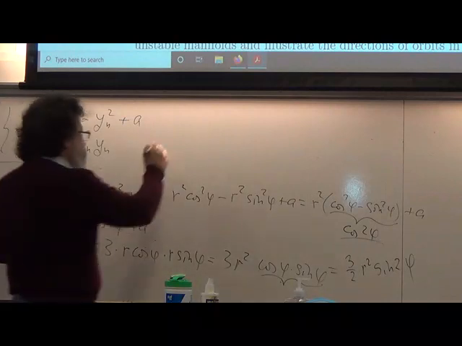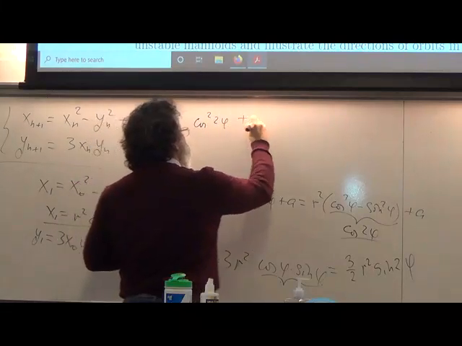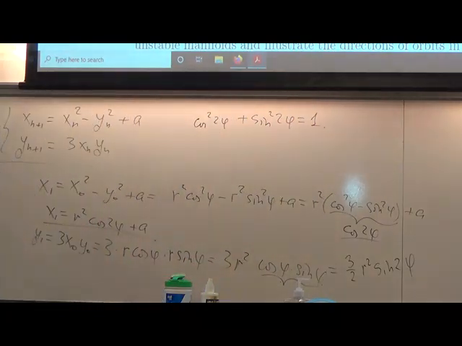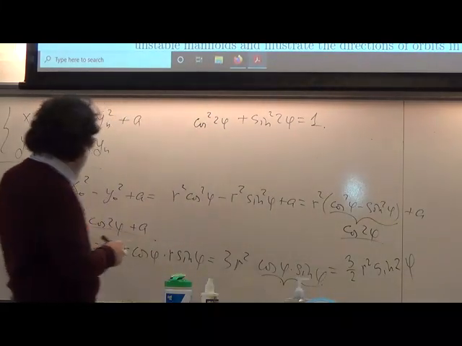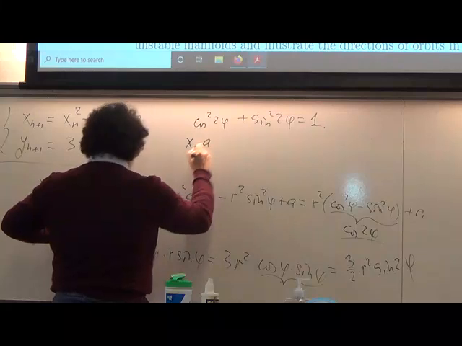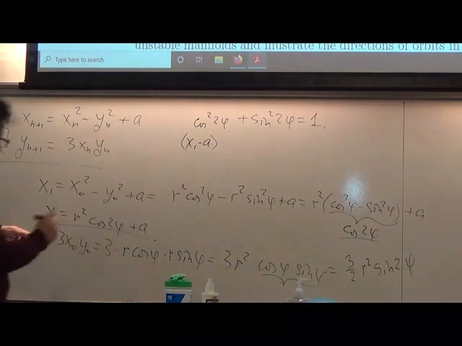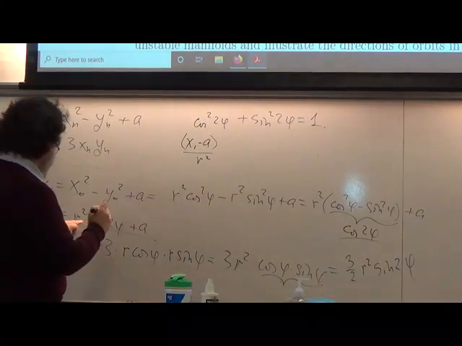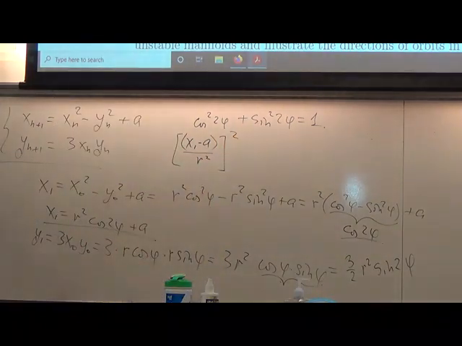So what we want to do, let's put it like this. We want to bring it to this point, which is another trigonometric identity. Now cosine squared 2 phi is x1 minus b, let's say, over r squared, squared. Is it okay? Can you see?